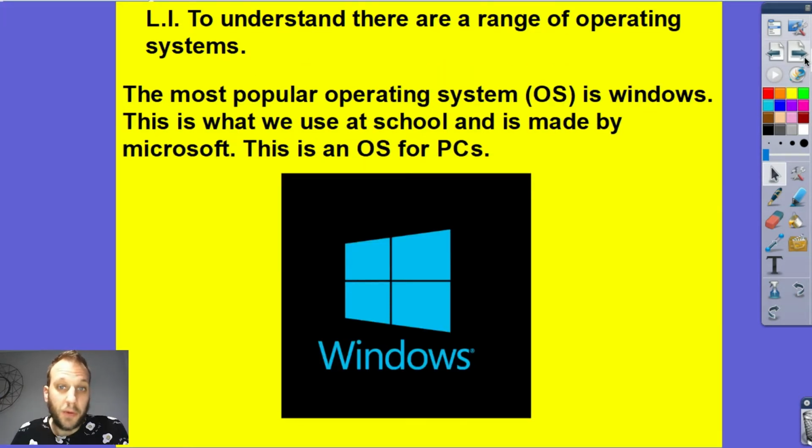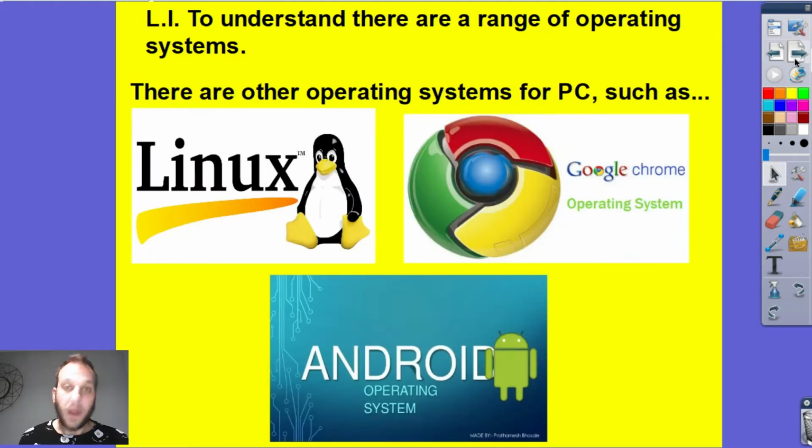So the most popular operating system, which is usually abbreviated to OS, is Windows. So you'll have used Windows, we use it here at school, and most PCs have got Windows on them. So you'll be really familiar with Windows and different versions and updates of Windows that you're seeing over your use of computers. There are other operating systems for PCs that you might have seen.